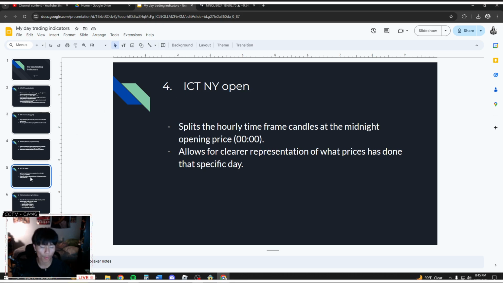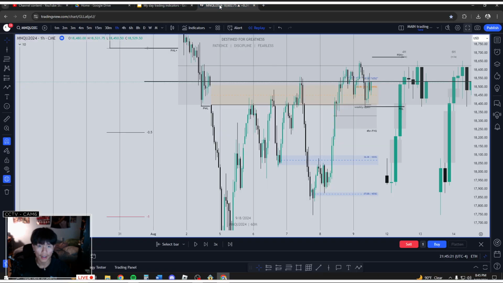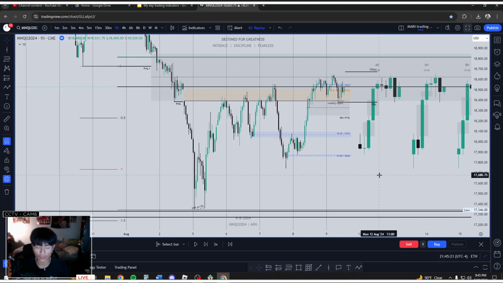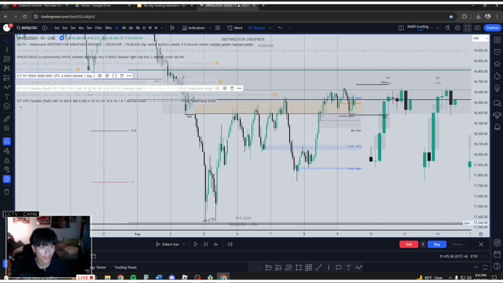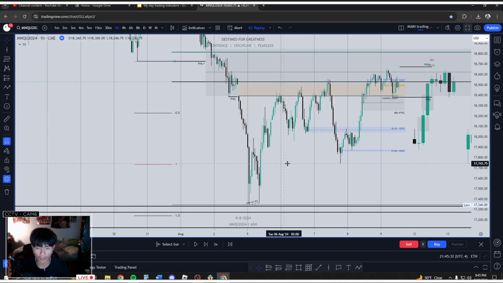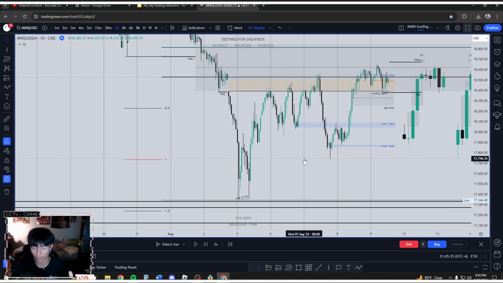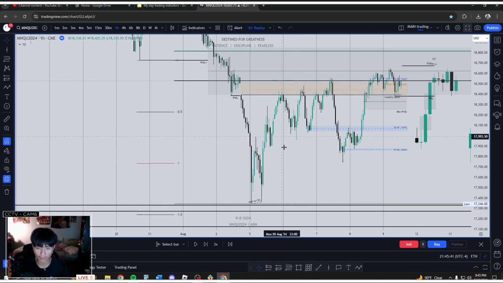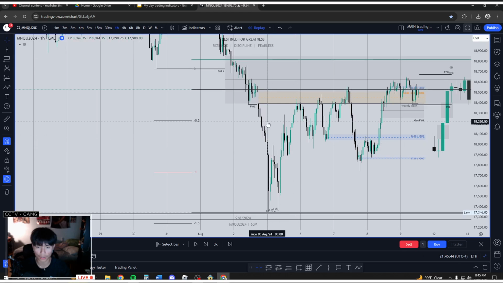So the fourth indicator that I use is the ICT New York opening price. So I actually don't use this indicator for the New York Open. There's a whole completely different thing that I use this for. What I use this indicator for, so this indicator is these vertical lines here. So these vertical lines each occur at the 00 mark, basically the new day time. So there's a vertical line that occurs every 00 time. I guess that's basically 12 a.m.